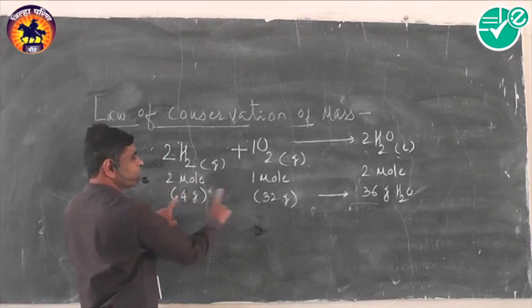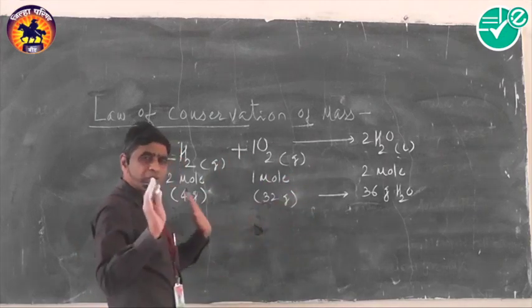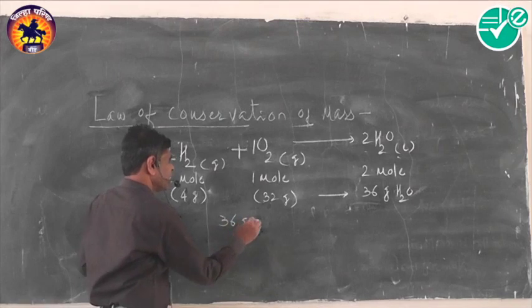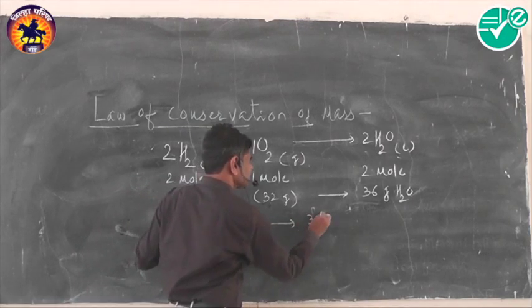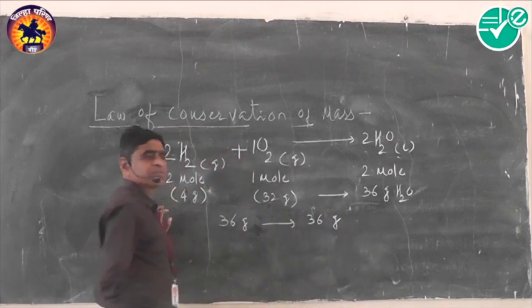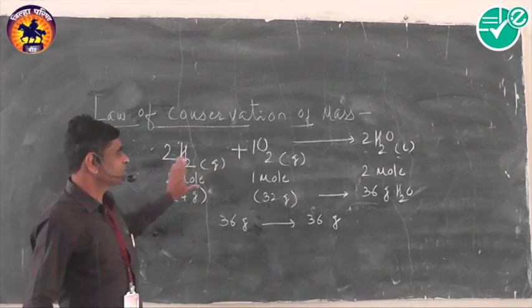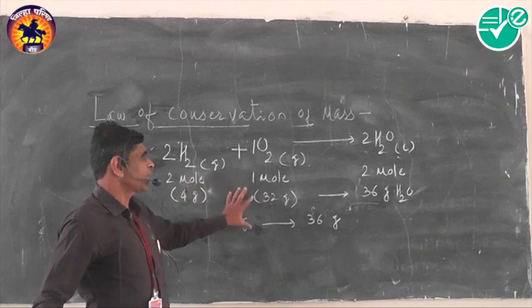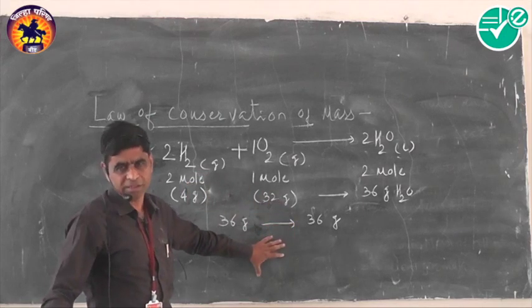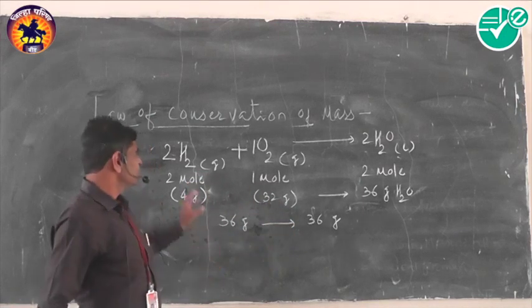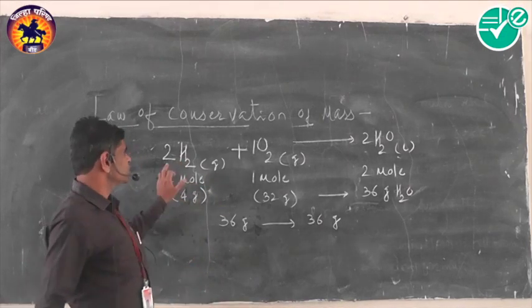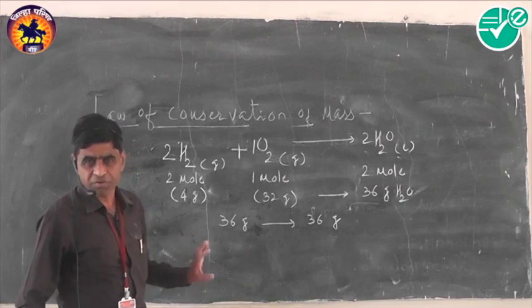It means their complete mass is converted into product. Then you can say that 4 plus 32 is equal to 36, and thus 36 gram corresponds to 36 gram. As the reactants are completely reacted, the total mass of reactants is equal to the total mass of product. But the basic condition is that the given mass must completely react. Remember, this is the first statement of the law of conservation of mass.